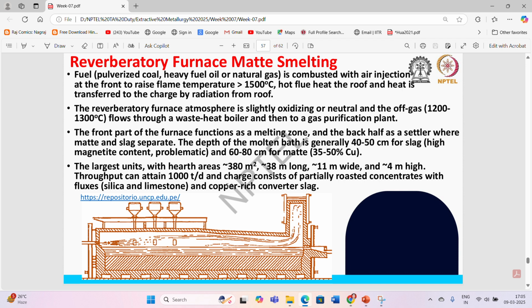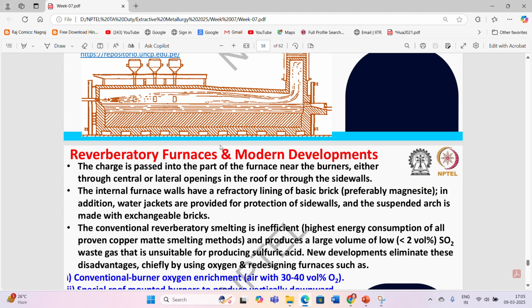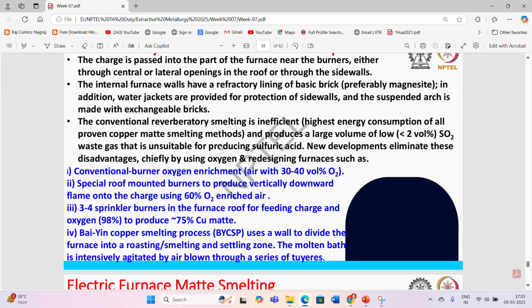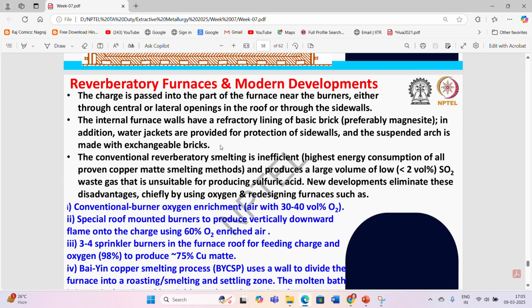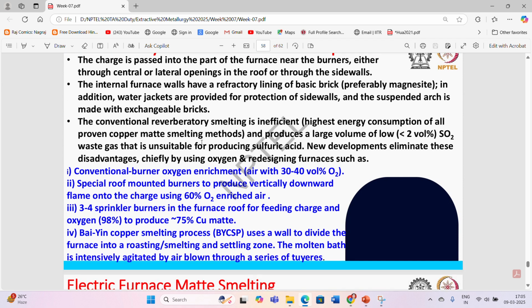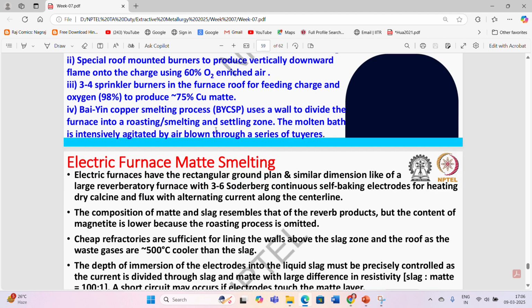The front part of the furnace functions as a melting zone, and the back half as a settler, where matte and slag separate. These are the reverberatory furnace and some modern developments. The charge is passed into the part of the furnace near the burners, either through central or lateral openings in the roof or through the side walls. The internal furnace walls have a reflective lining of basic brick. In addition, water jackets are provided for protection of the side walls, and the suspended arch is made with exchangeable bricks.